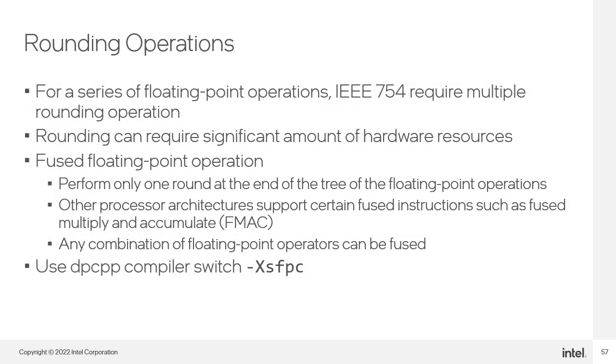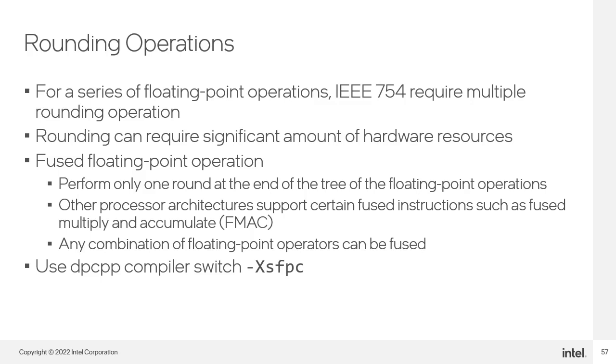The second technique for floating point optimizations is reducing rounding operations. For a series of floating point operations, IEEE 754 requires multiple rounding operations. This is done by building custom hardware for rounding, which can require a significant amount of hardware resources. You can fuse the floating point operations together by performing only one round at the end of the floating point operation tree and just carry the last bit at the very end. Any combination of floating point operators can be fused.